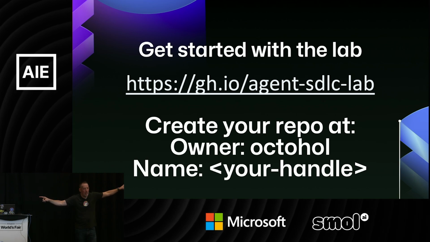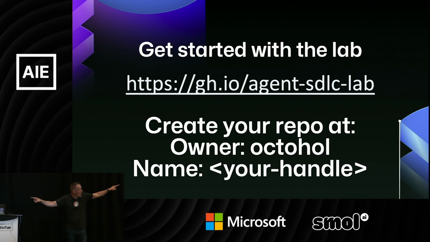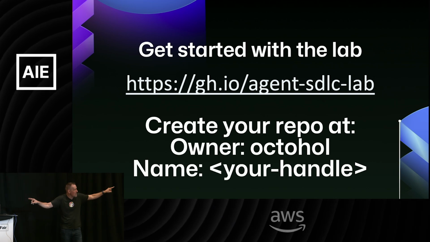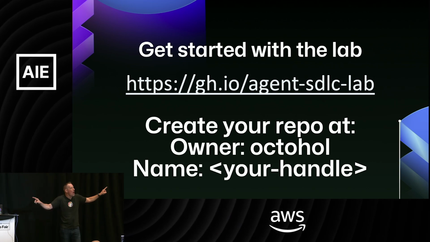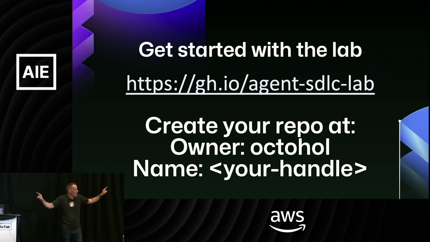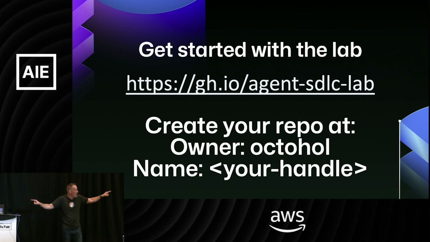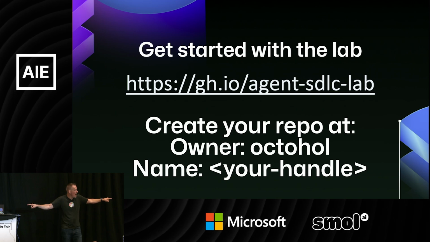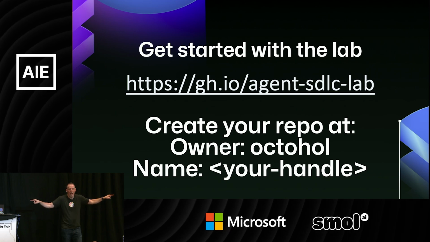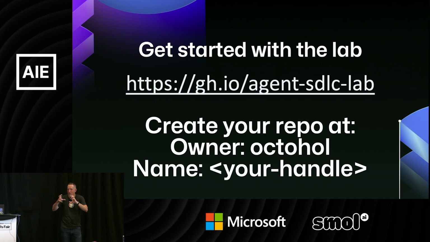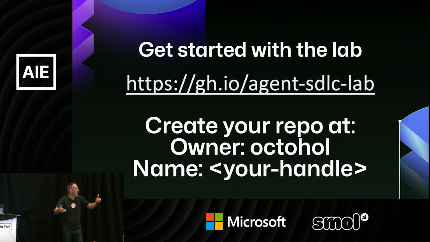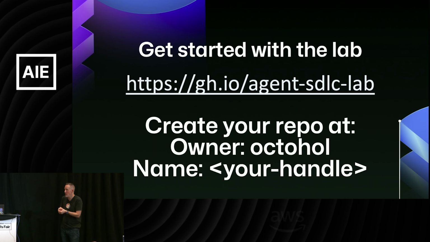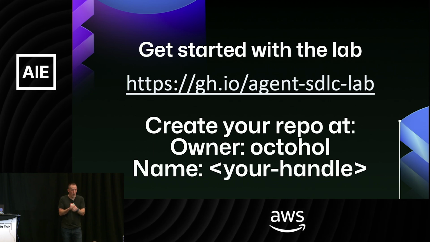To get started with the lab, navigate to the URL you see right there: gh.io/agent-sdlc-lab. When you get to the part to create your repository, the owner is going to be octohol, and then the name is going to be your handle. Go ahead and start working on exercises 0 and 1.